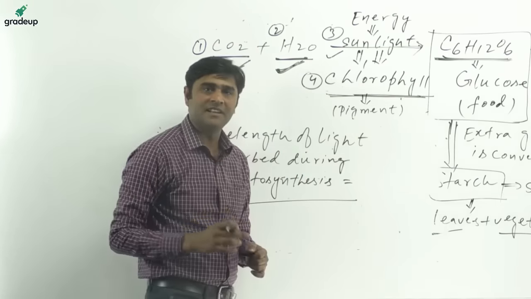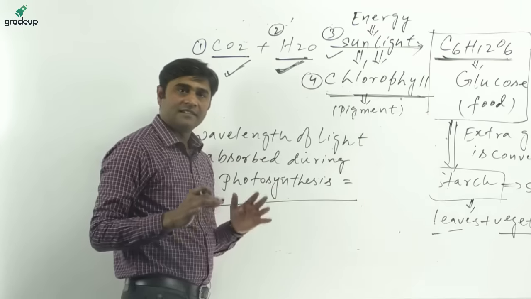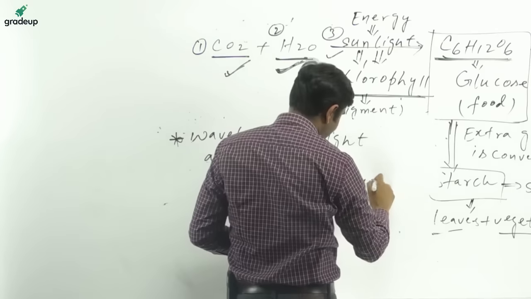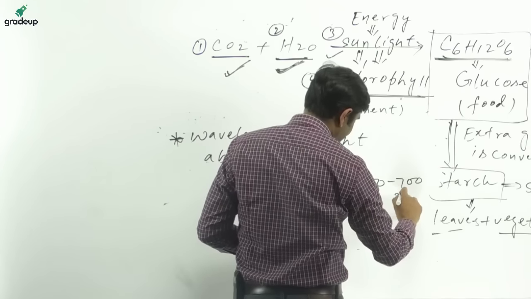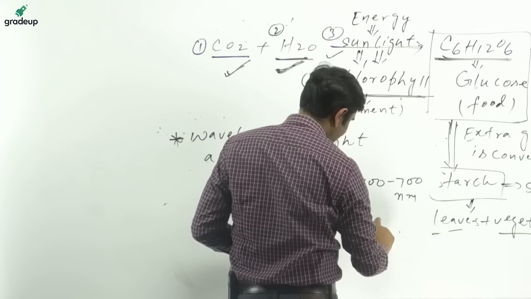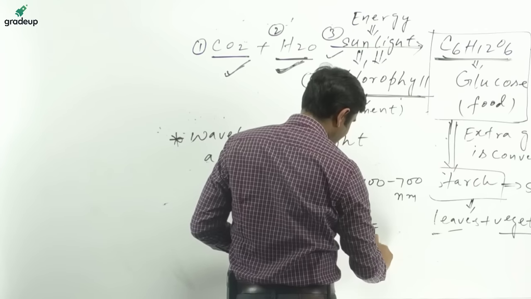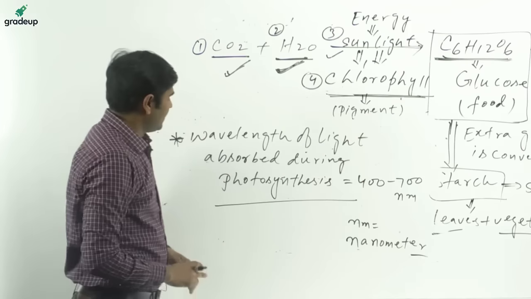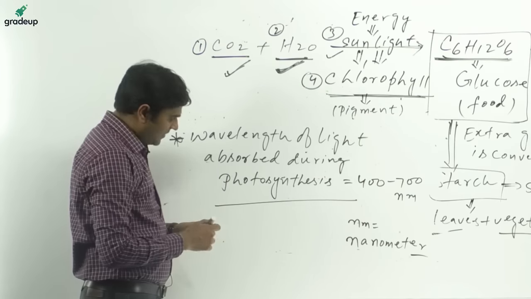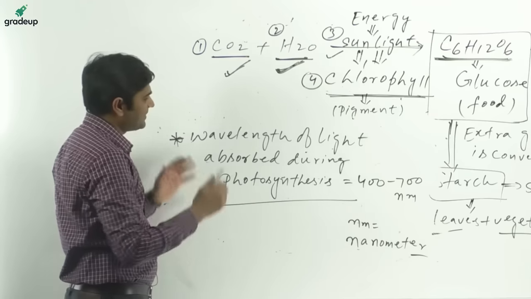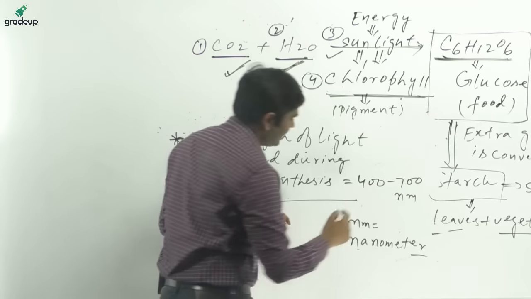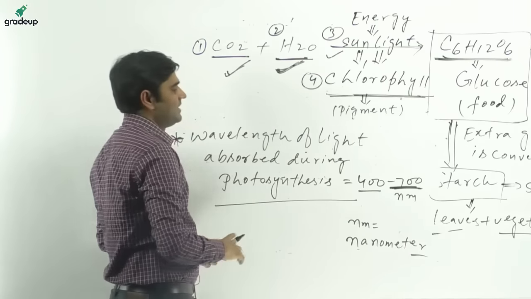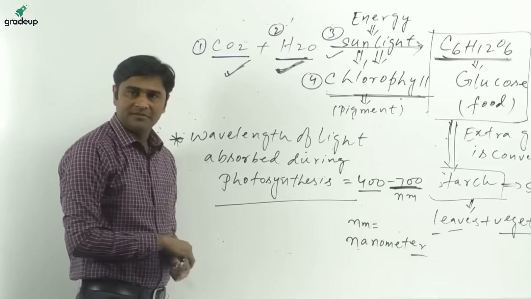Mahesh is saying visible light. Yes, but what is the range of wavelength of visible light? It is 400 to 700 nanometer. Nm means nanometer. So a question can be asked from here: the wavelength of light absorbed during photosynthesis is 400 to 700 nanometer.